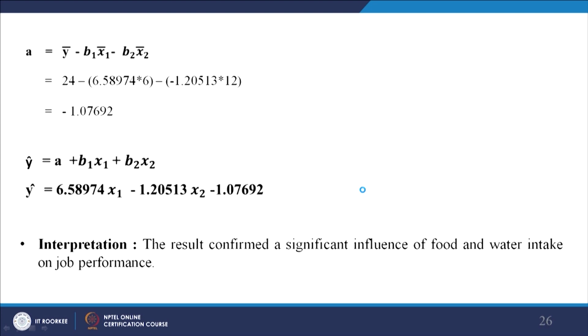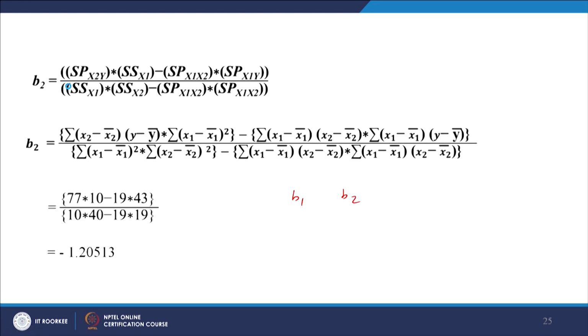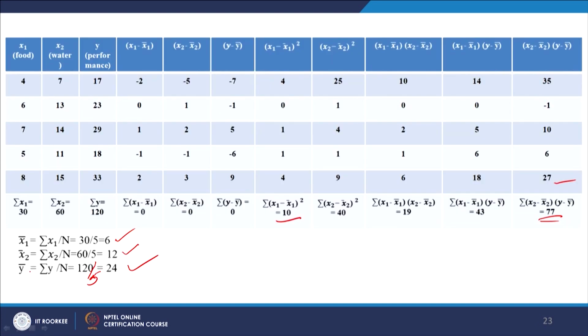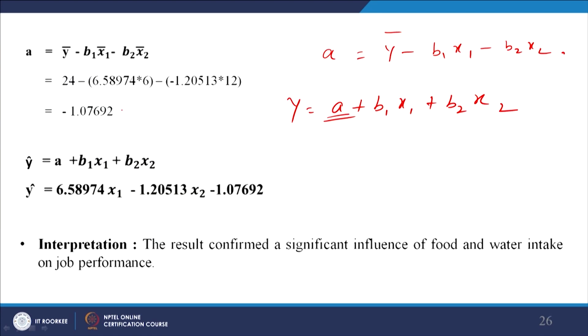Now, A we know is equal to how much? A is equal to y bar minus B 1 x 1 minus B 2 x 2. This is how it comes from here: y is equal to A plus B 1 x 1 plus B 2 x 2, correct. So if I take it to this side, this is what I am getting: A is equal to y bar minus B 1 x 1 minus B 2 x 2. So, doing this, we have seen y bar was how much? Y bar was 24, okay. So putting this in the formula, we have got A equal to this much.